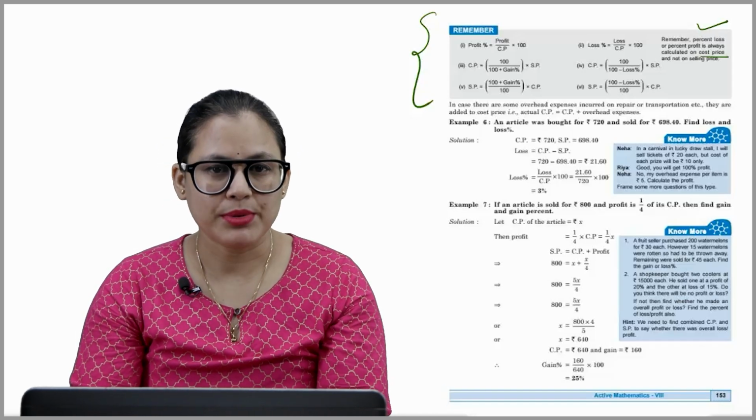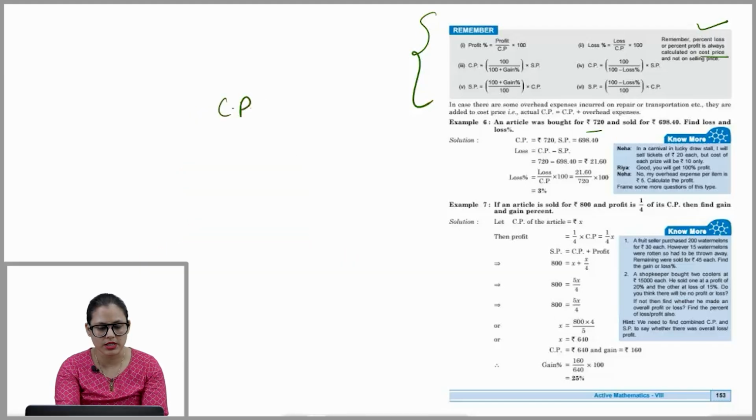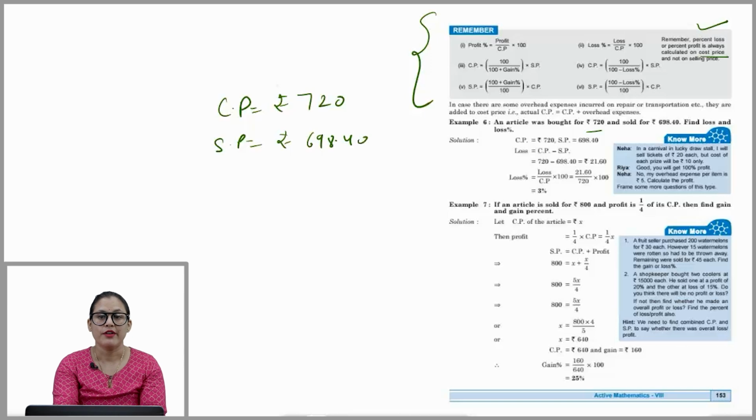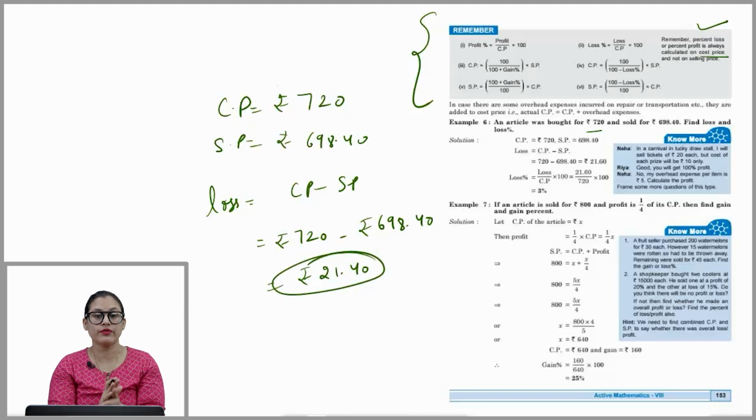Let's do example 6. An article was bought for rupees 720. Bought means this is the cost price, 720, and sold, that means SP, is rupees 698 and 40 paise. Find loss and loss percent. Clearly there is a loss, so first we will find the loss. Loss is CP minus SP, rupees 720 minus rupees 698 and 40 paise. So we will get 21 rupees and 40 paise. This is the loss.